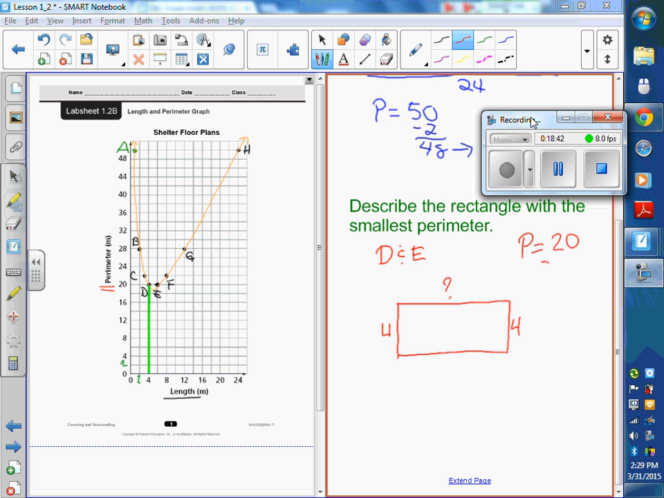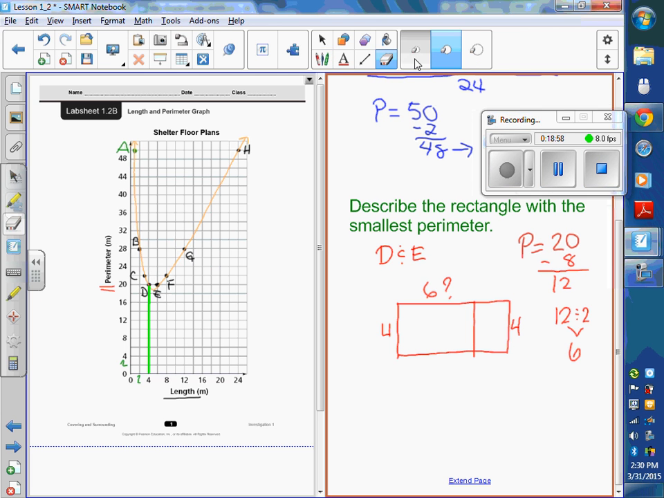4 and 4 make 8. 12 by 2. 6. So it looks more like this. So how would you describe that? Would you describe it long and skinny?